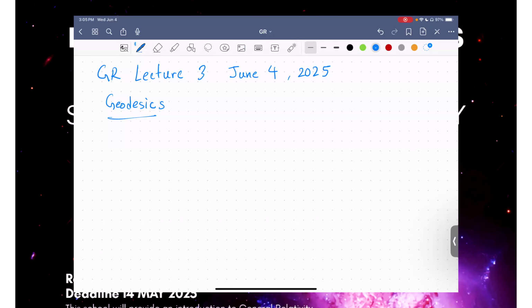Today's topic is geodesics, and this will build on what we learned about tensors and covariant derivatives in the last couple of lectures. In fact, today we are going to quickly recap some of the things that we learned about covariant derivatives and then build upon that to discuss geodesics. So let us start with a quick recap.